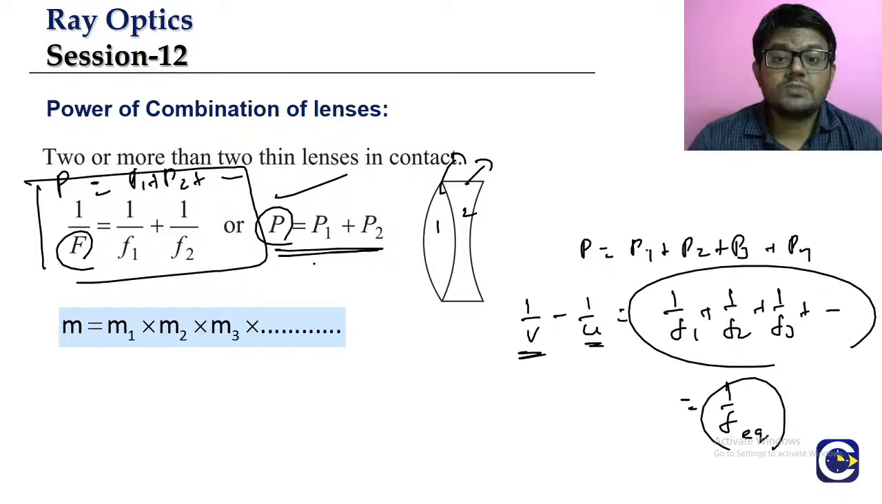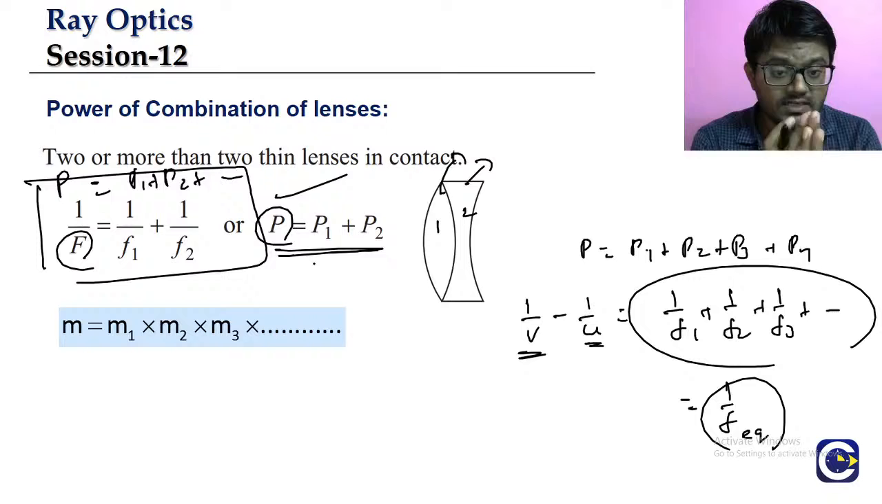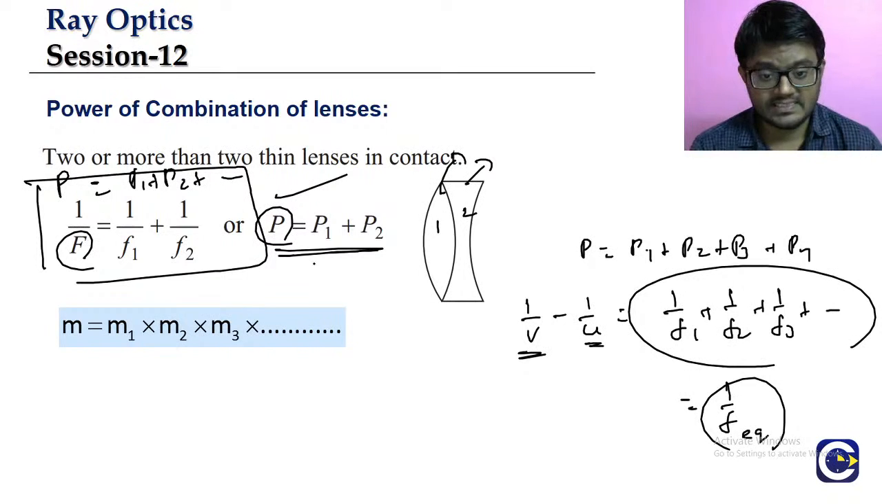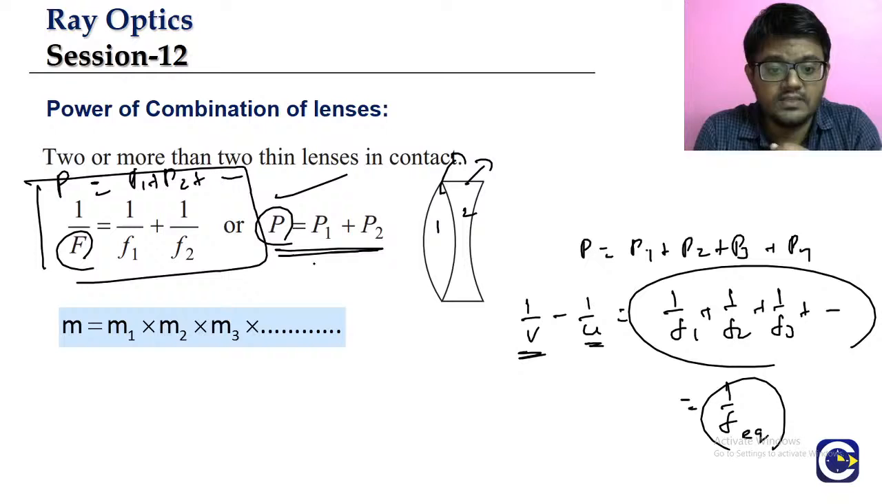So this is how we find the effective focal length and the power of a combination of lenses. Here we are assuming that the lenses are together and that they are thin lenses, because all this while, in our discussion about lenses, the thin lens assumption is something that we are carrying.